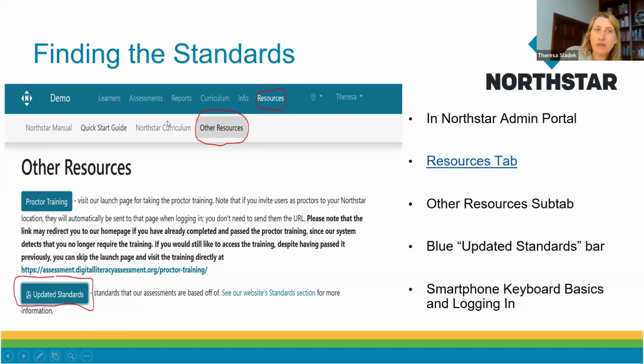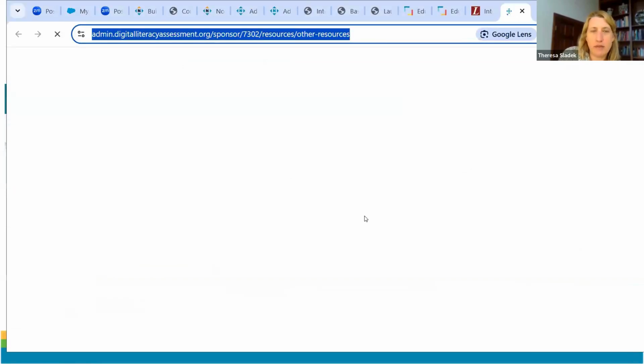You can find them if you go into your North Star admin portal. You can see in the blue navigation bar on top, under Resources, if you click on Other Resources, you'll see that they're the second rectangle there. So let me go here.